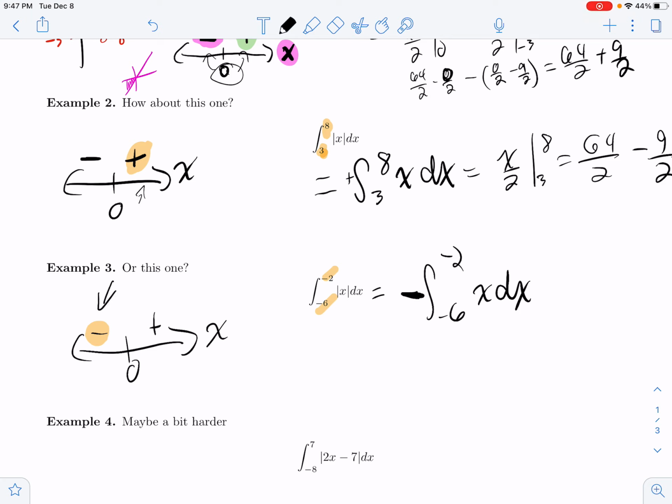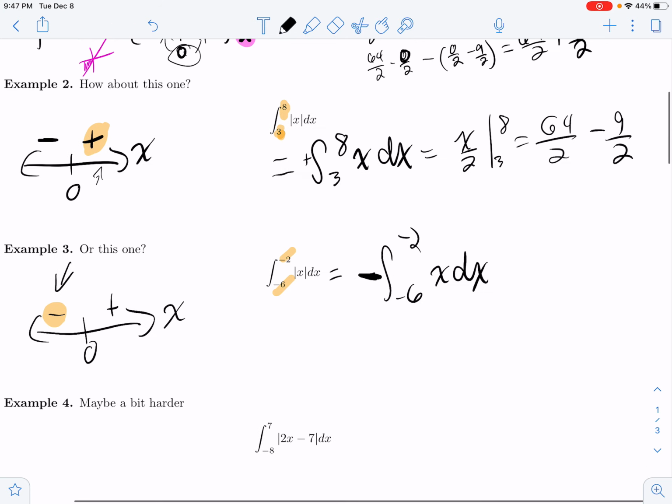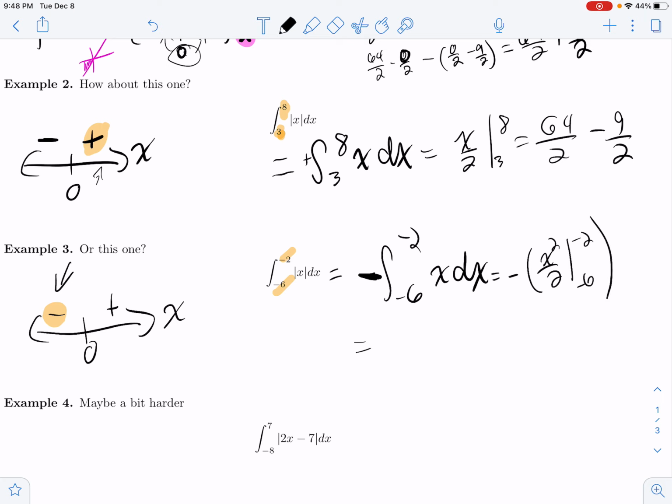We don't have to do anything with the roots in this case. All right, so then again we integrate. So this is negative x squared over 2 from -6 to -2. So the final answer is negative, I guess, 4 over 2 minus 36 over 2.